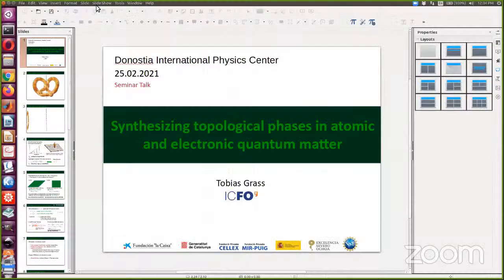And he did his PhD in the group of Maciej Lewenstein at ICFO, where he graduated with a thesis on ultra-cold atoms in artificial gauge fields in 2013. And then was a postdoc first at ICFO for a couple of years and then at the Joint Quantum Institute in College Park, Maryland. And in 2019, he returned to ICFO with a La Caixa Junior Leader Fellowship.